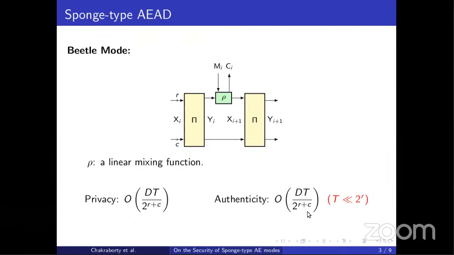So for this mode, privacy is shown as before, dt by 2 power r plus c, and the authenticity bound has been improved to dt by 2 power r plus c, provided there is a condition that the time complexity, or the number of offline queries to the permutation, is less than 2 power r.